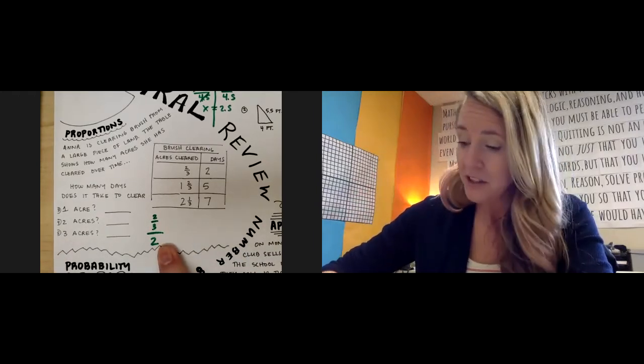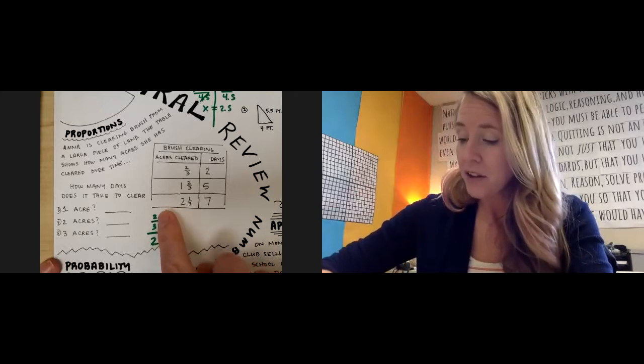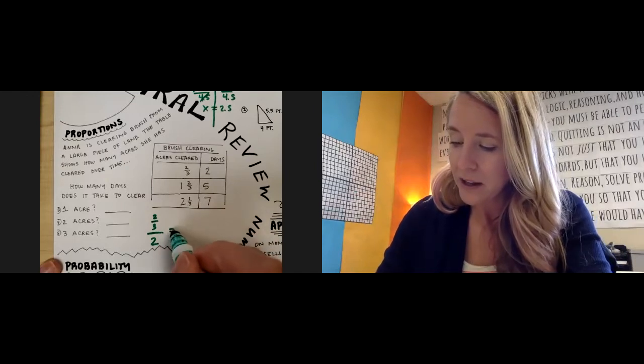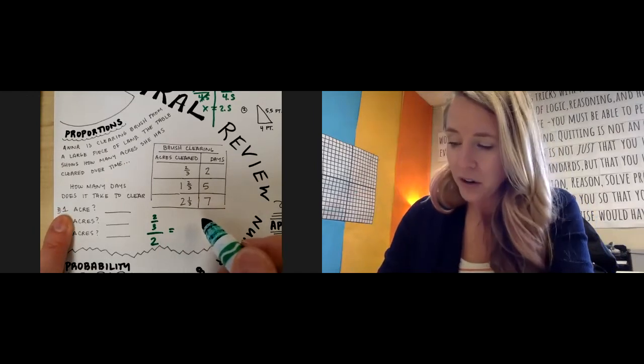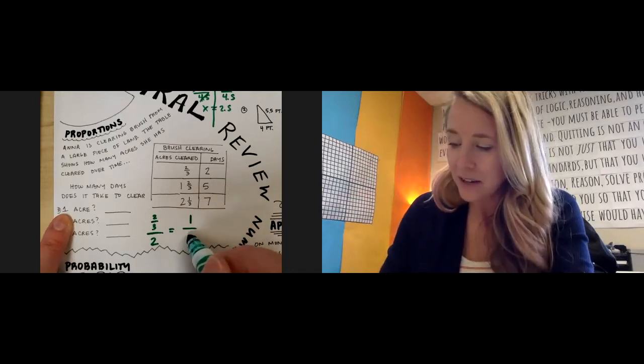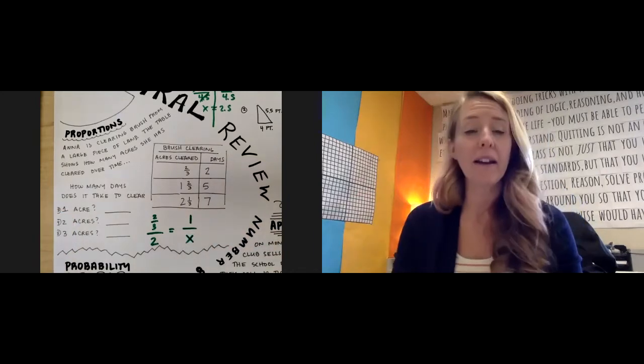There's more than one way to do this, but this is how I'm doing it on this one. The acres cleared over the days that it required. So for 1 acre, if I want 1 acre cleared, how many days did that take? I don't know that, so that's going to be my X.